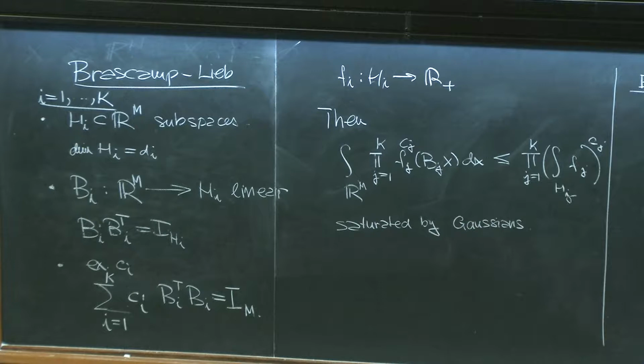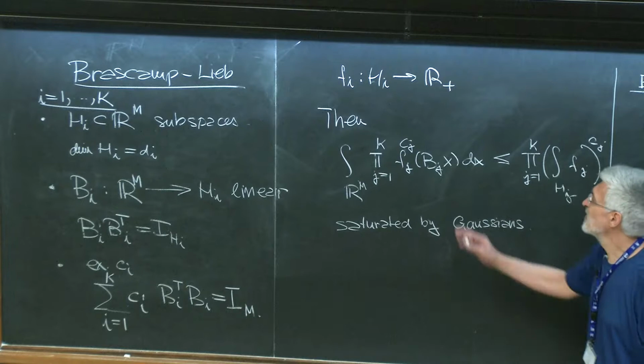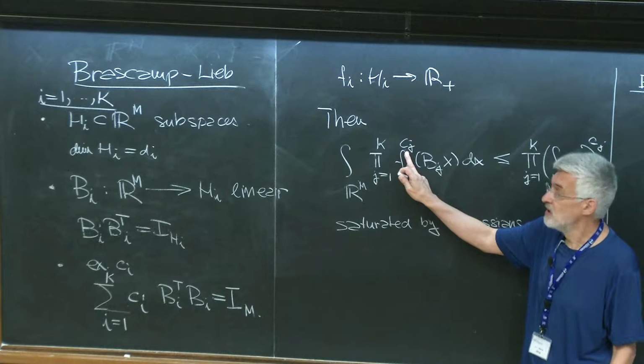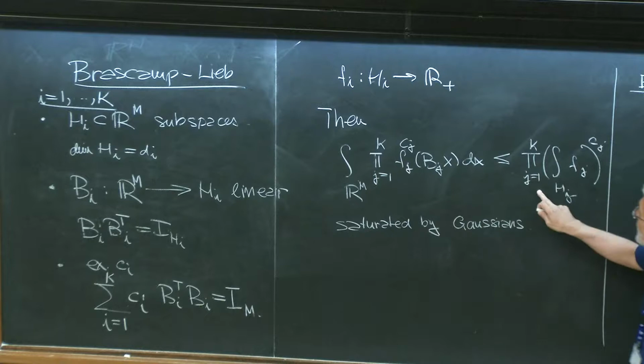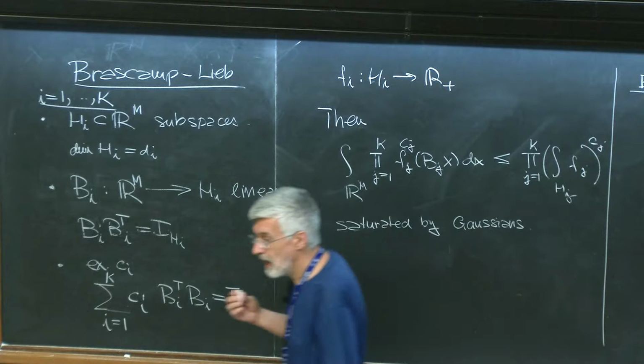Now, if you take any functions from your Hilbert space into the positive reals, it doesn't really matter what, you need them positive because you raise them to the power Ci. Then you compute this product here. This is always less than the right-hand side, okay? So this in some sense says it's a kind of correlation inequality, right?